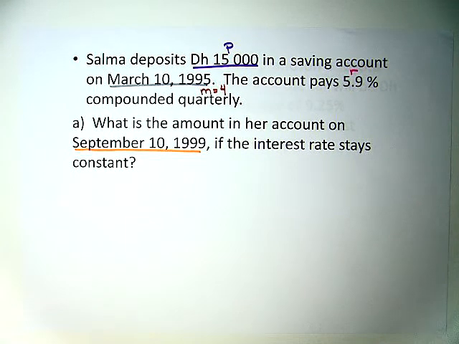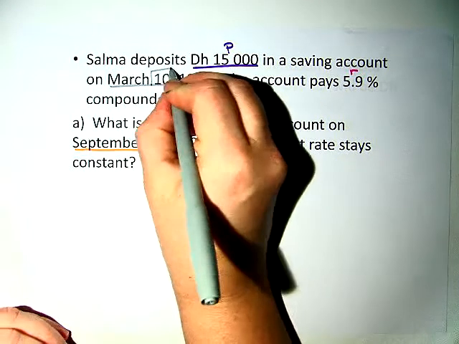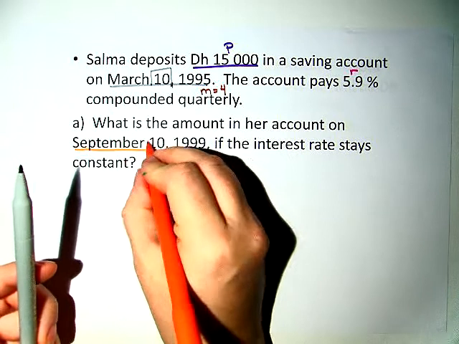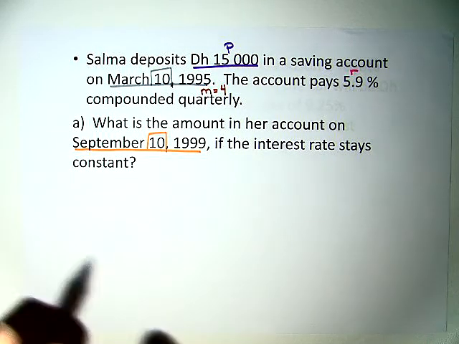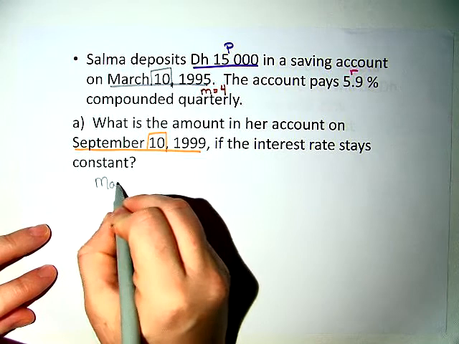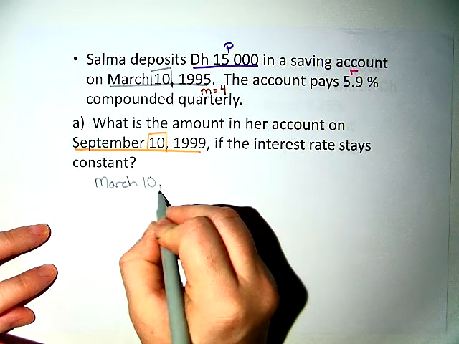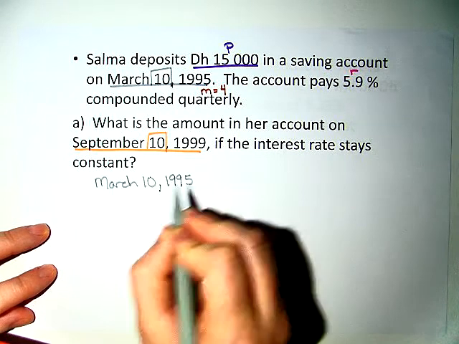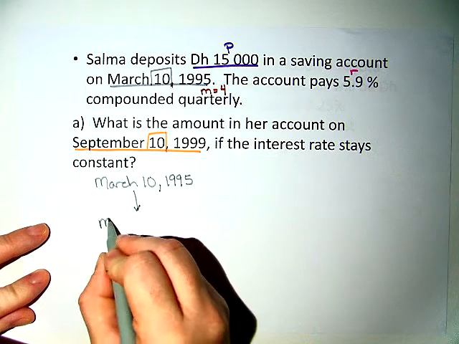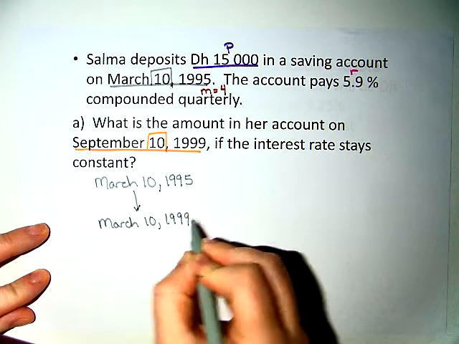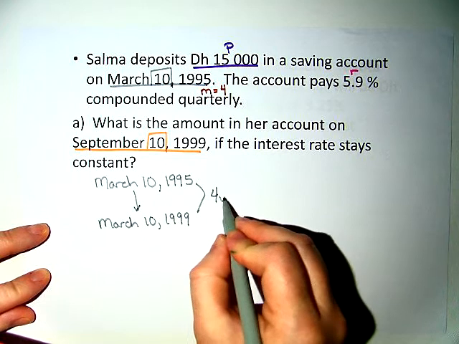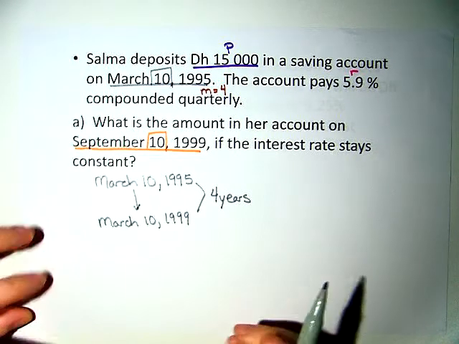Okay, well, we're going to start by looking at the number of months. We don't need to do dates on this one because it starts on March 10th and ends on September 10th. So we don't need to look at individual days. We can look at months. Okay, so March 10th, 1995. And we're going to go all the way to March 10th, 1999. Okay, that is 4 years.